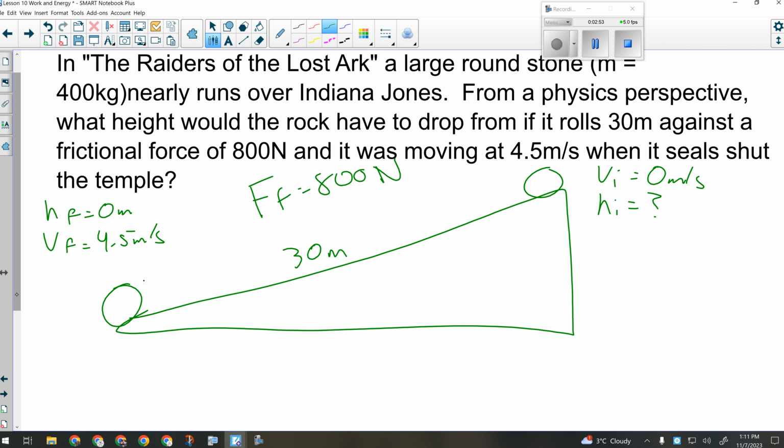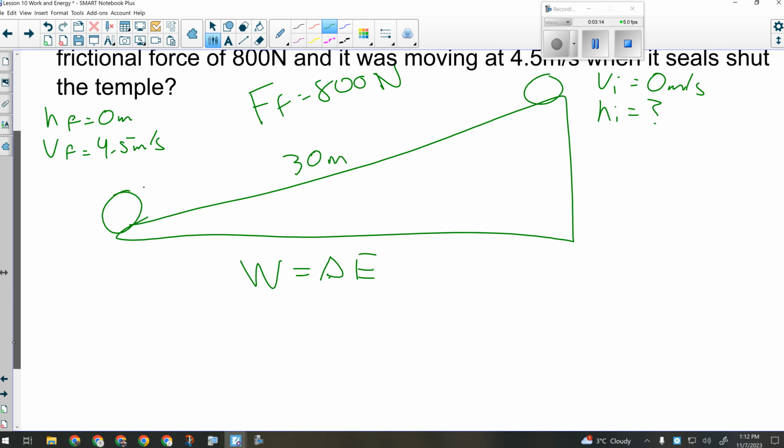Okay? So I need to set up work energy theorem. The work done by friction, or against friction, is going to be responsible for the change in energy of the rock between the top and the bottom. Everybody follow me there? Okay. Now, they tell me the force of friction, and they tell me the distance over which it's going to work. So I have force times distance there. And then I'm going to have my mechanical energy final minus my mechanical energy initial.